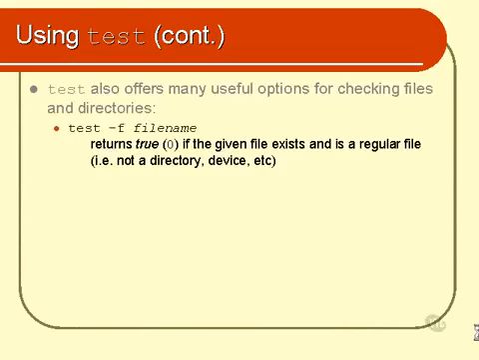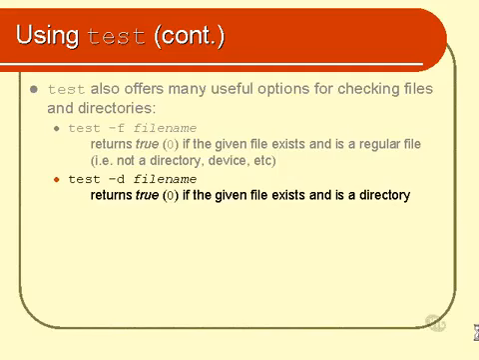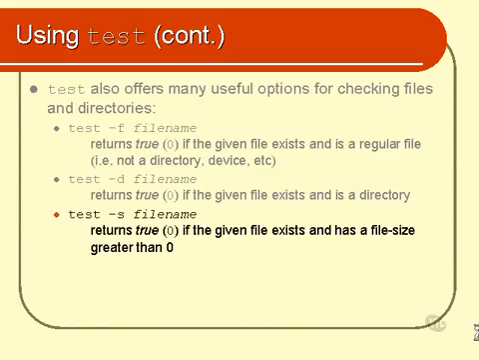We've got test minus F. Notice that the minus F is actually the first parameter to test. Now this returns true if the file that you specified exists and is a regular file. In other words, it's not a directory or a device or something like that. And we've also got test minus D, which is exactly the same, but it will actually return true if the file exists and is a directory. If it's just a regular file, then it will return false. We've got a couple of other options.